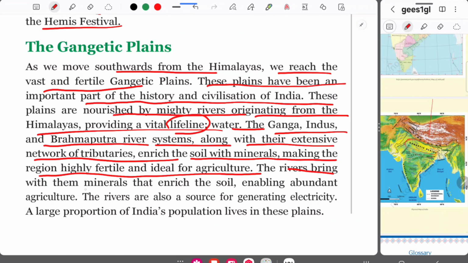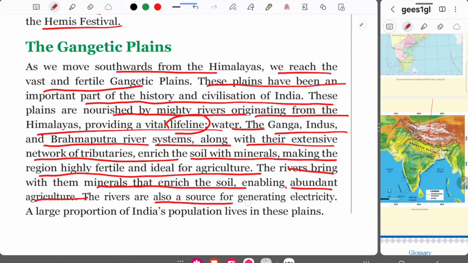So the rivers bring with them minerals that enrich the soil, enabling abundant agriculture. As a result, the agricultural products of this area are also very successful, because the soil is very fertile and gets minerals from time to time from the rivers, carried from the mountains, that is, from the Himalayan areas.